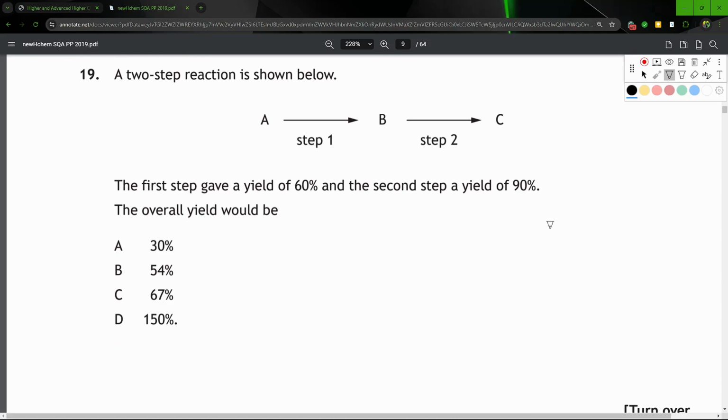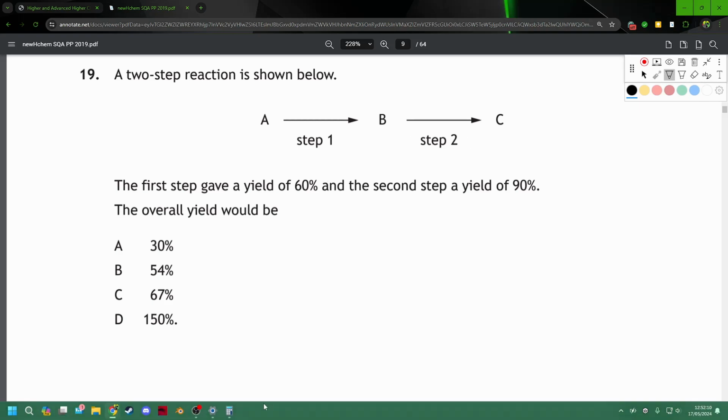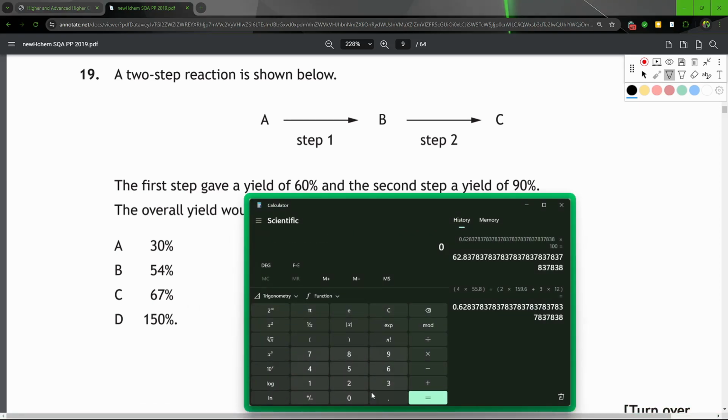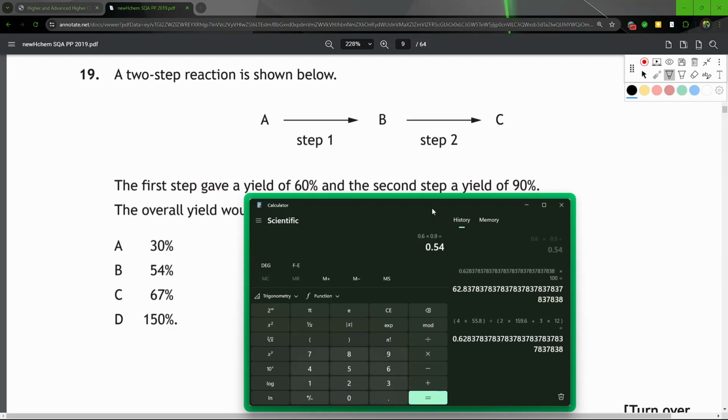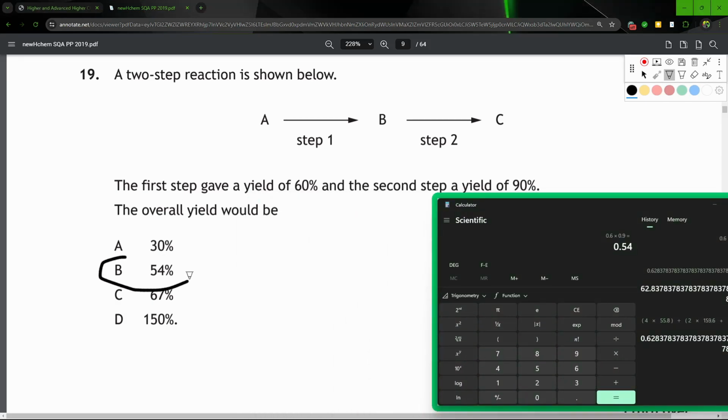Move on to 19. A two-step reaction is shown below. The first step will give a yield of 60% and the second step a yield of 90%. And this one is going to be quite easy. We just need to times the two yields together. So 60% is 0.6 effectively, and then 90% is 0.9, times together 0.54, which is 54%.